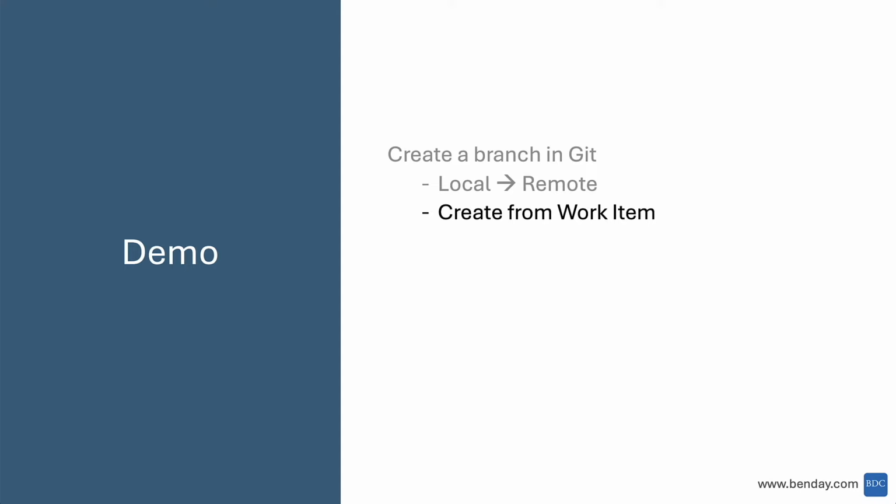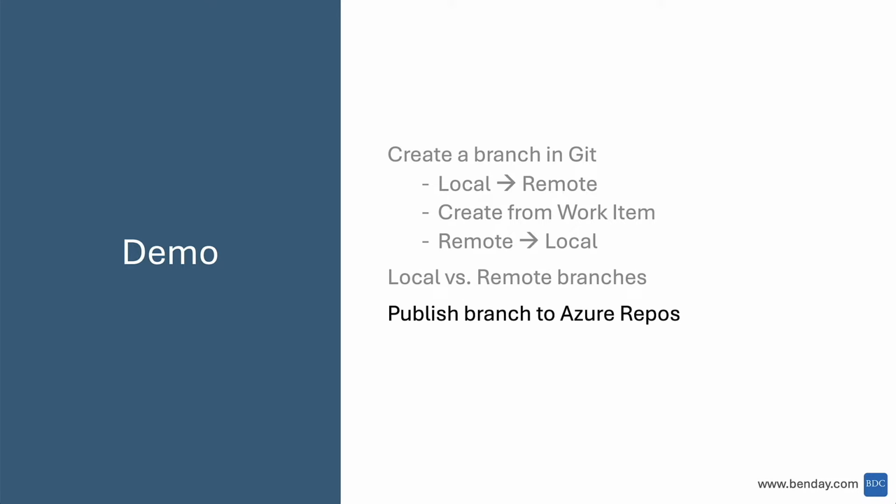You also can create a branch from a work item, or you could just create a branch remotely up on Azure DevOps and then sync it down locally. Now, if that sounds confusing, it's because we haven't really talked about local versus remote branches. So I'll talk about that in this demo. So we'll start with a local branch, and we're going to publish that branch up to Azure Repos, and then we're going to merge changes between branches.